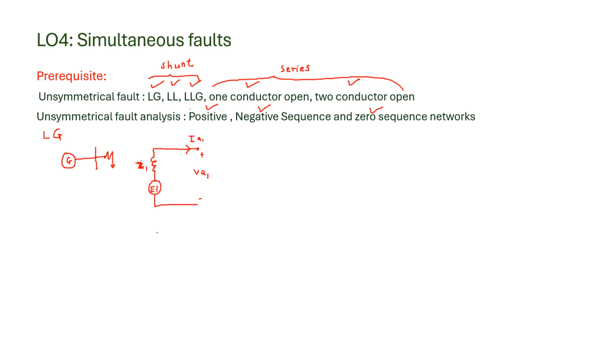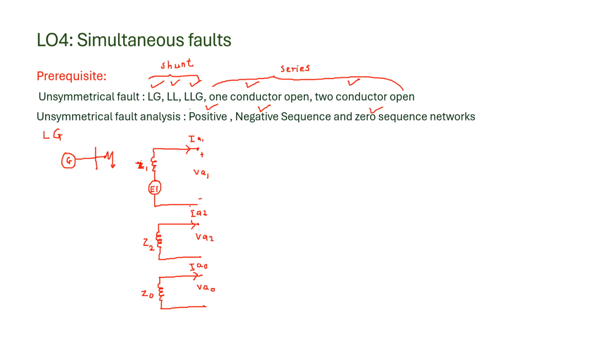Then for the same system we draw the negative sequence network. Now for the present system where we have considered only a generator, our negative sequence network will be like this. This will be IA2 and the voltage is VA2. Similarly, for this network we can have a zero sequence network also. So Z0 is the zero sequence reactance, I0 is the zero sequence current, V0 is the zero sequence voltage.